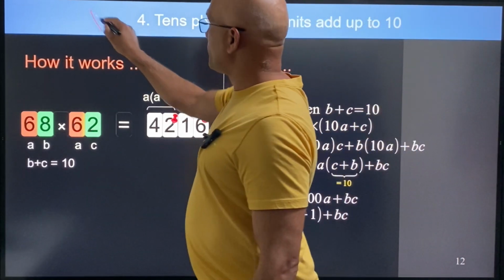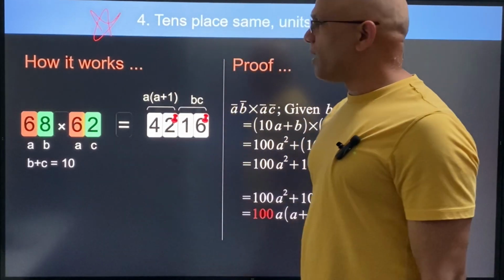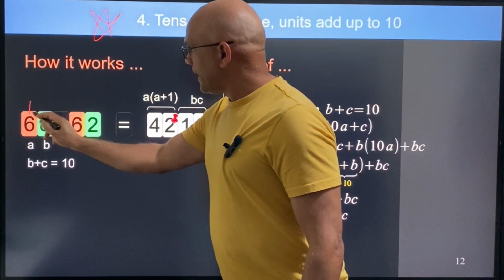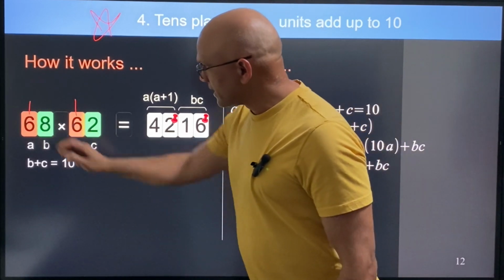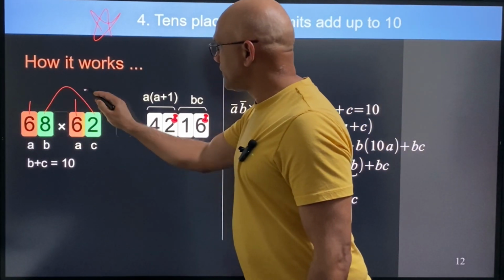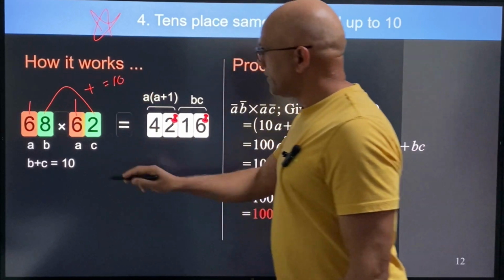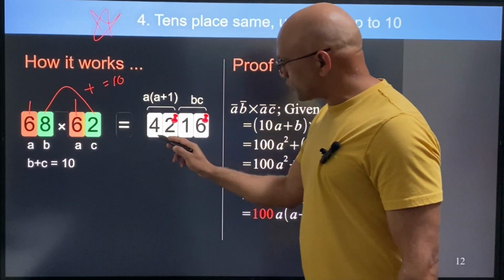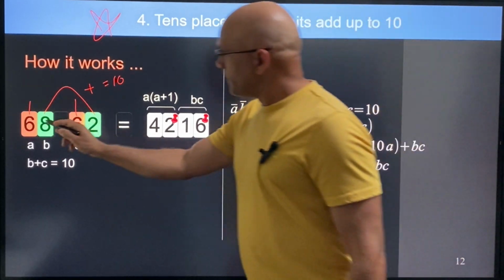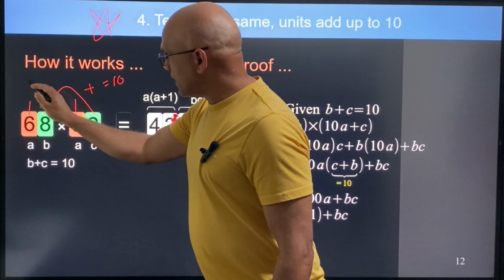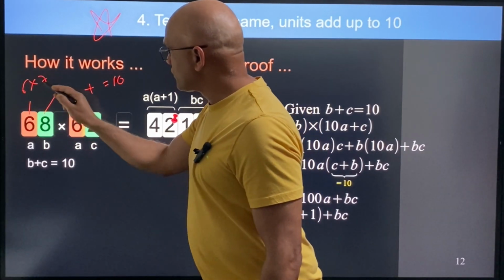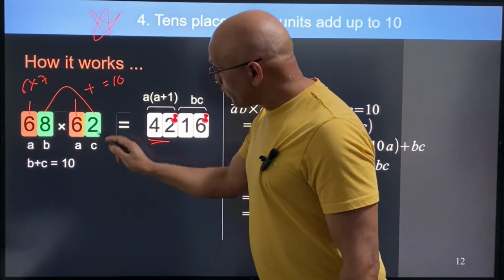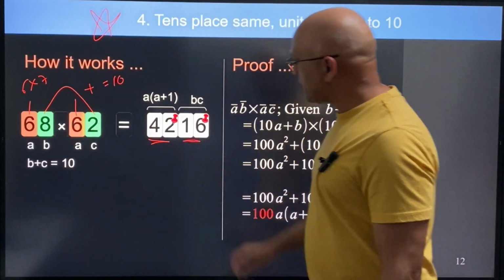Next trick is actually a rockstar trick. When it applies, it has to do with multiplying two-digit numbers such that the tens places are the same, in this case 6 and 6, and the units places add up to 10. 8 plus 2 is 10. So in this case, first of all, two digits times two digits, so we reserve 4 spots, and then take the tens digit, so that is 6 times the next integer, that is 7, so 6 times 7 is 42, that goes here, and multiply the two unit digits, 8 times 2 is 16, that goes here.